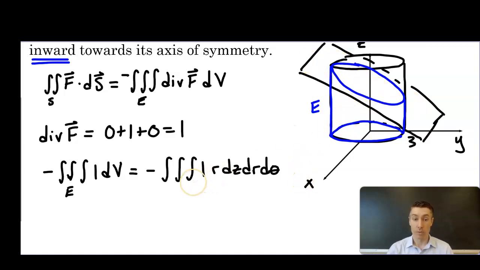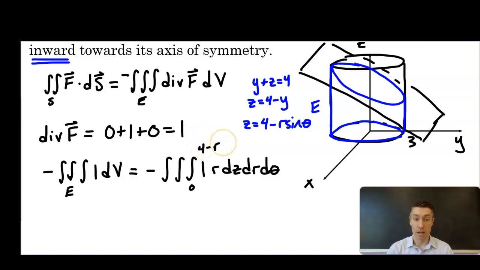So z goes from 0, which is the z equals 0 plane or the xy plane, up to the plane, which is y plus z equals 4. So solving for z, we get 4 minus y, but we have to convert this surface to cylindrical coordinates. So that means we have z equals 4 minus r sine theta. So z goes to 4 minus r sine theta.